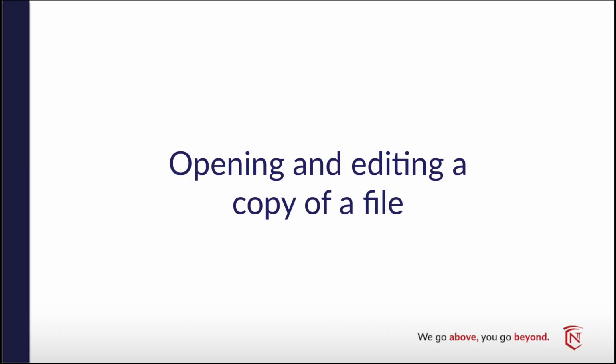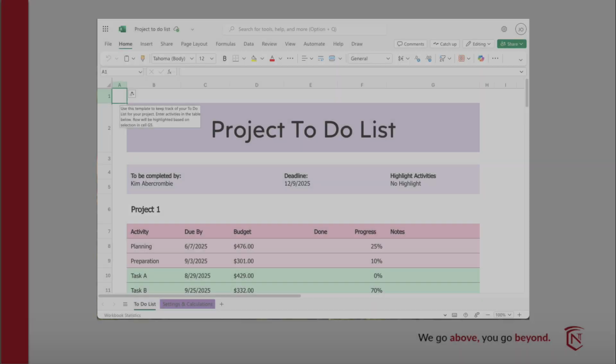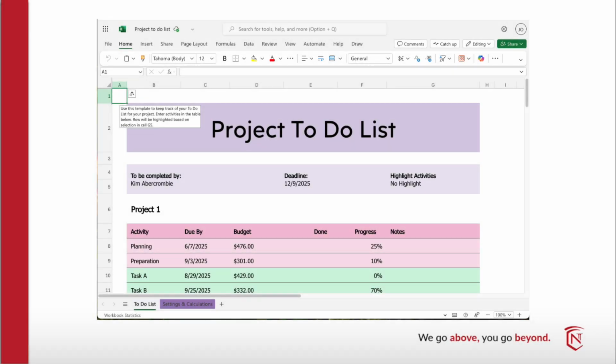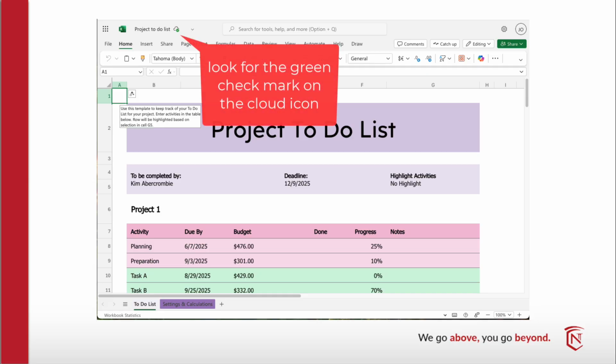Next, opening a copy. We now have a copy of the assignment, in this case, an Excel document, which we can open within the OneDrive. It will open in the web version of Excel. We can then apply any edits that we like. Also, keep in mind that the program auto-saves our work.